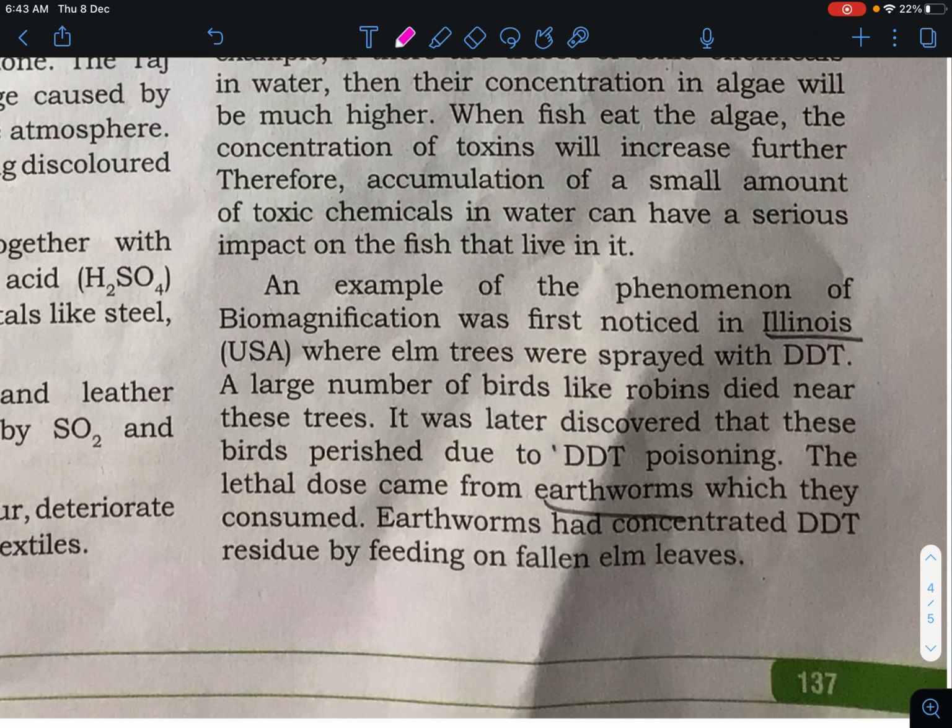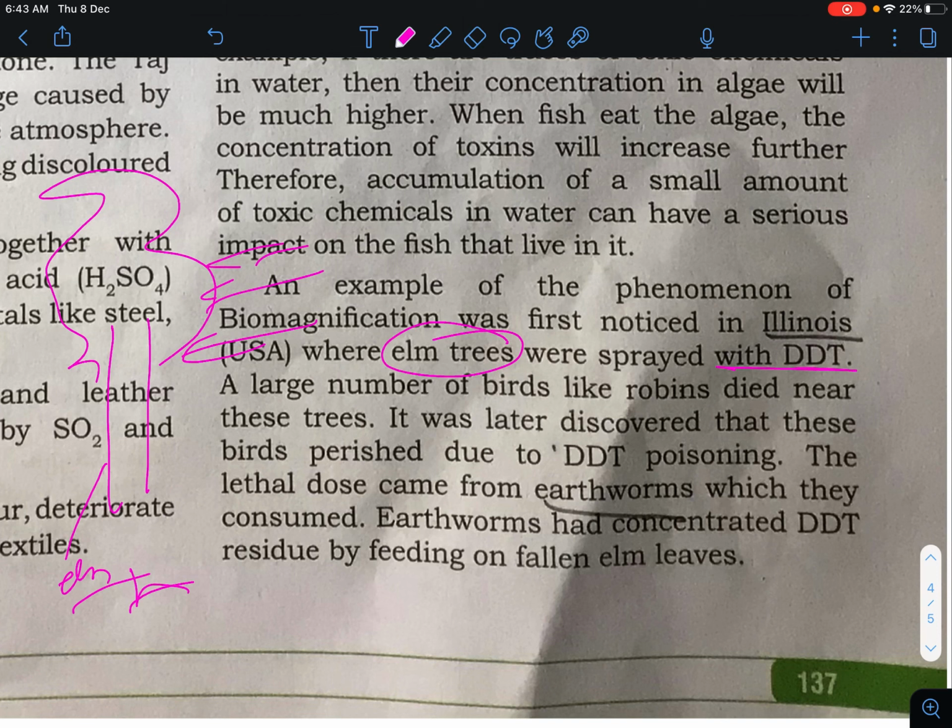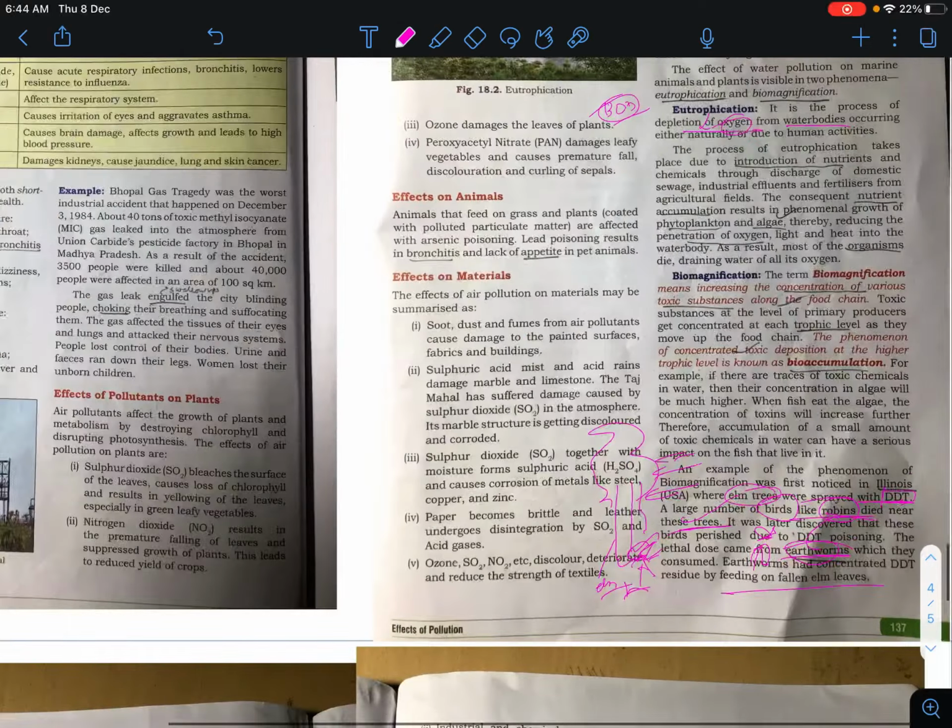Here, actually, there was a tree, the elm tree, and DDT was sprayed on it. Due to this, the leaves fell and were consumed by the earthworms. DDT was sprayed on the tree, so there is a concentration of chemicals absorbed by the leaves, and the leaves are further consumed by the earthworms, and the earthworms are fed on by the robins. You see that a large number of these birds, the robins, died near this tree. Why? Because the concentration of DDT has increased from the leaf to the earthworms. A very good example, this one.